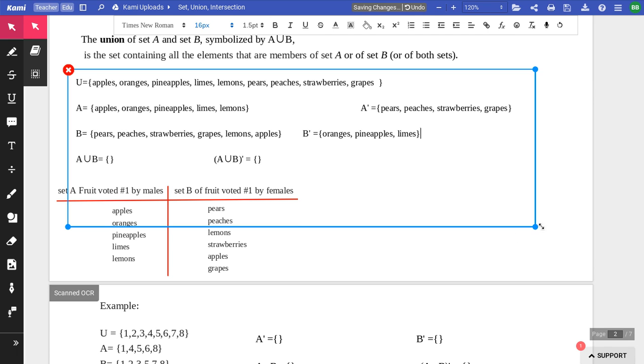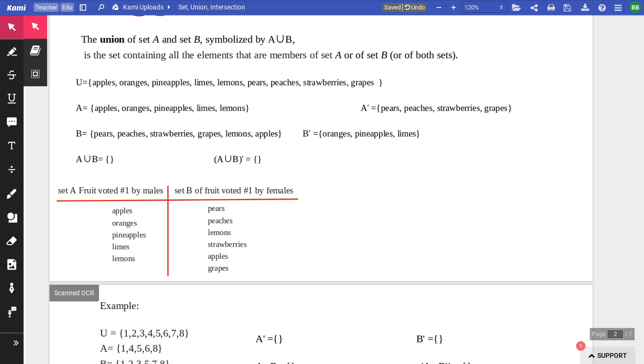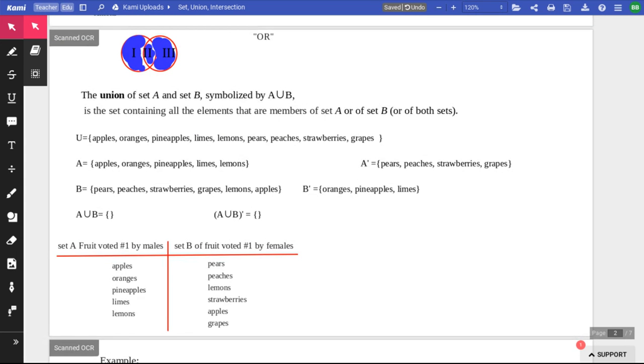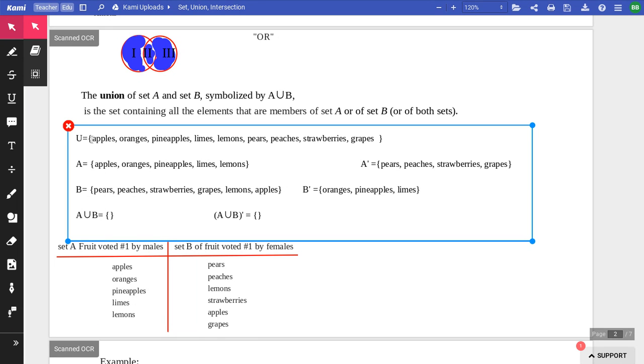And now we're not looking at the intersection, we're looking at the union. So what is in A or B? Literally, what is in A or B? We have apples, oranges, pineapples, limes, lemons, pears, peaches, strawberries, grapes. What is in either of these? Yes, you list all that apply.